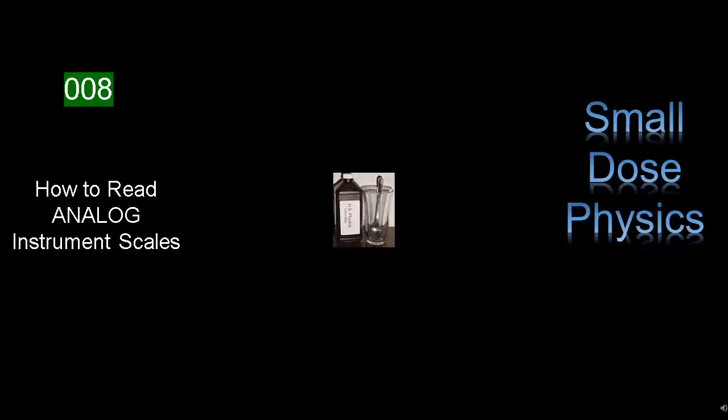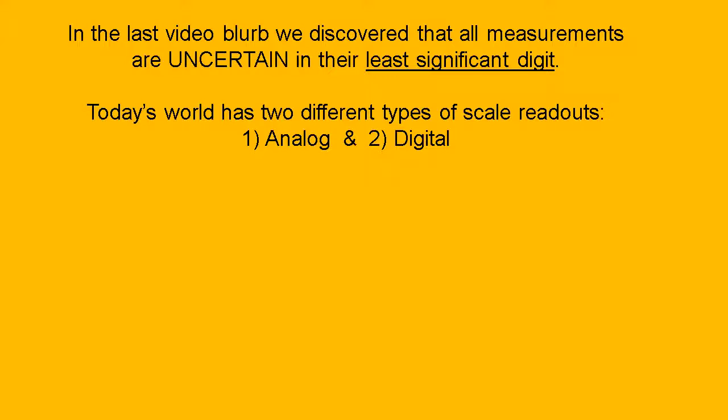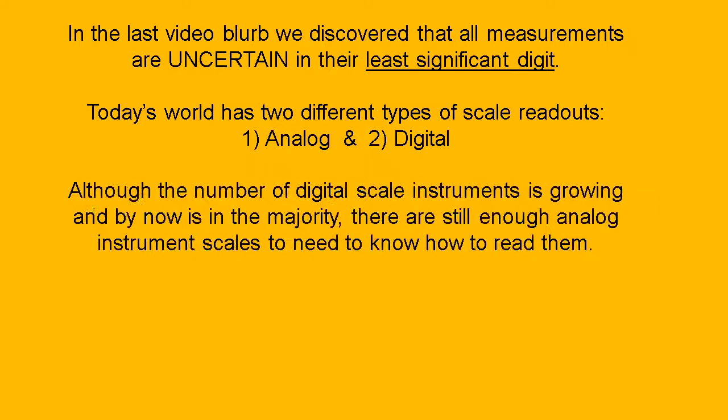Blurb 8, How to Read Analog Instrument Scales. In the last video blurb, we discovered that all measurements are uncertain in their least significant digit. Today's world has two different types of scale readouts, analog and digital.